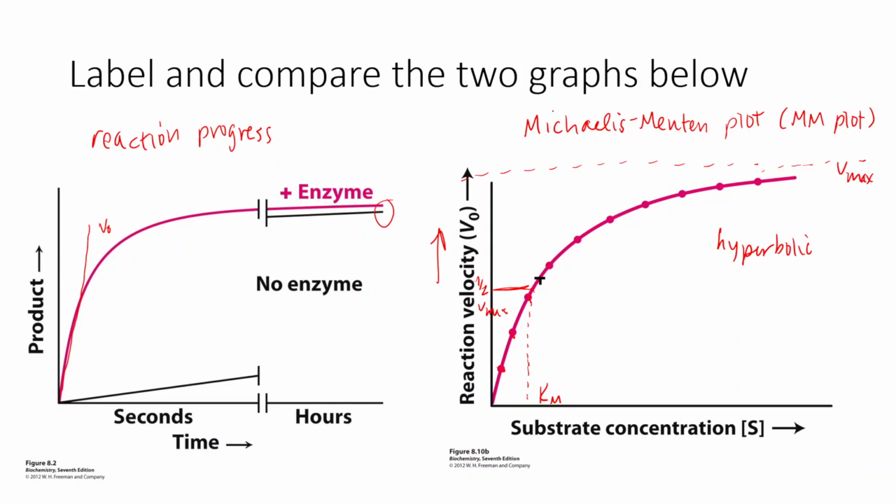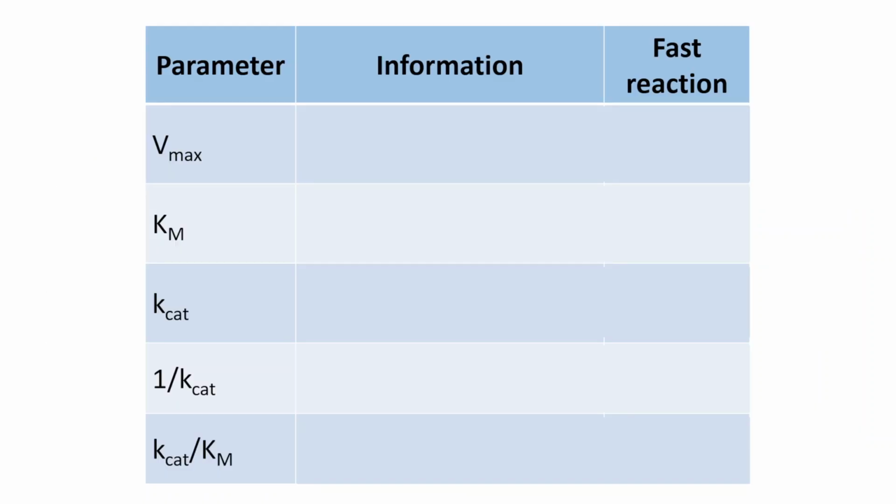All right, so let's start talking about some of the information that we can get out of our MM plot. So here's a little table. There's these 5 different parameters that are all different types of information that you can get from the MM plot. I want you to start thinking about what each parameter is telling you about the reaction. And if you have a fast reaction, would that parameter have a high value or a low value? So go ahead and start filling in that table on your own. You can talk to a neighbor too if you like, and we'll come back together and discuss it as a group in a few minutes.